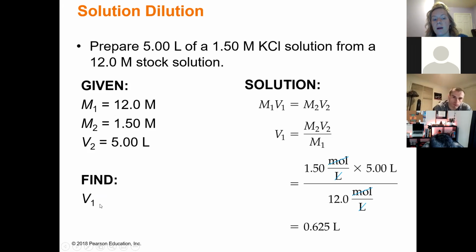So we can work this problem to isolate for V1. And we end up getting 0.625 liters. So for the high concentration thing, we need a relatively small volume of it, and then we just dilute it out to 5 liters.